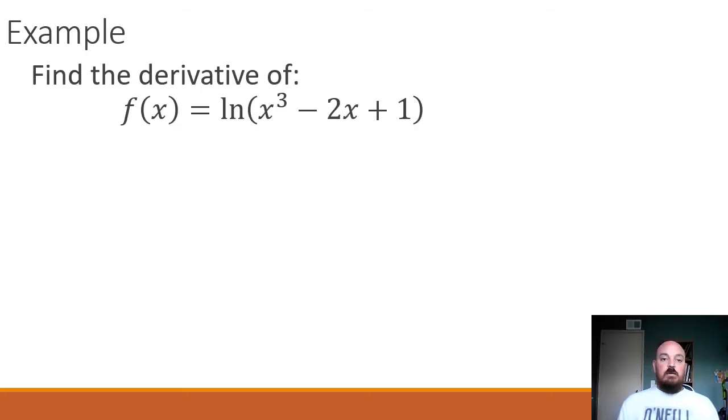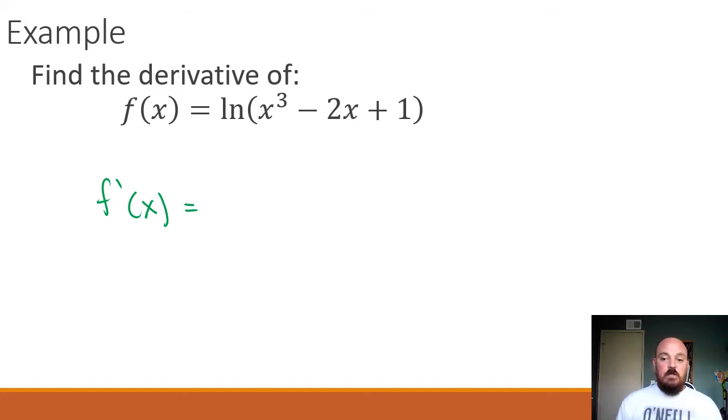So let's do a quick example. And I think you'll see these are actually pretty easy. We're going to find f prime of x. We're going to find the derivative for this function right here. And what we have is a natural log function. And again, instead of just an x, it's more complicated. It's a natural log of x cubed minus 2x plus 1.